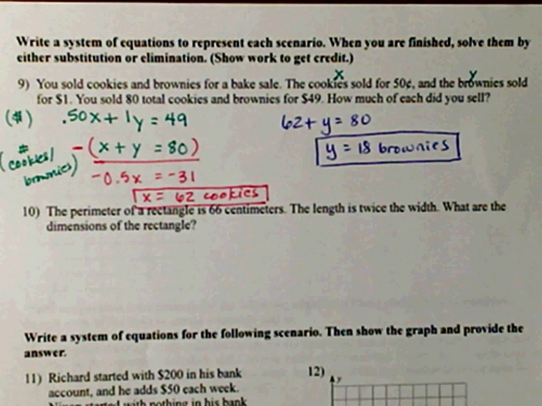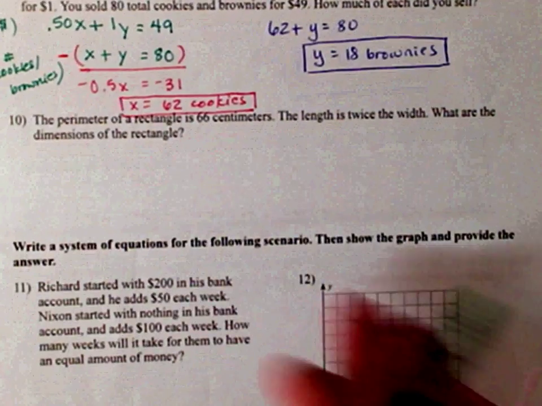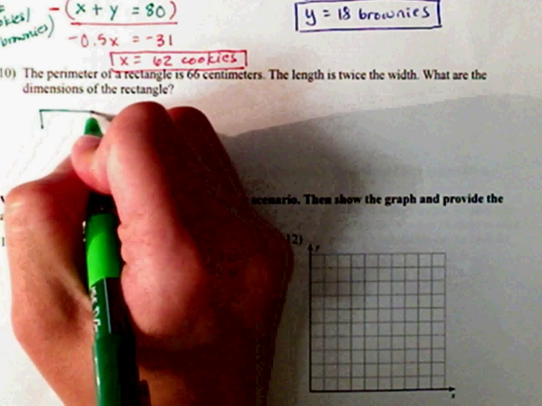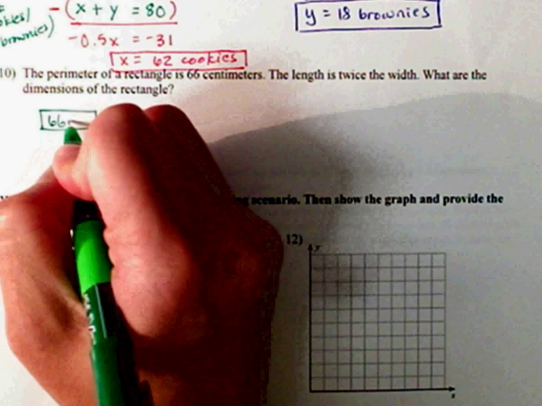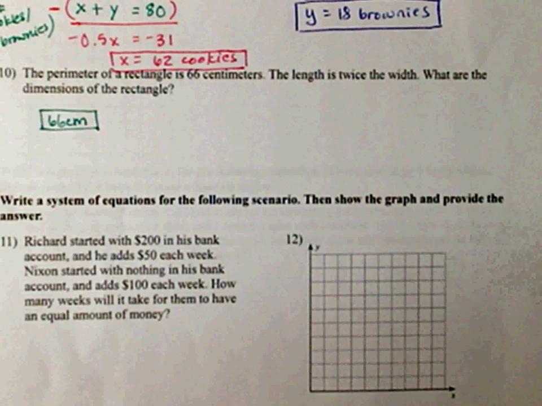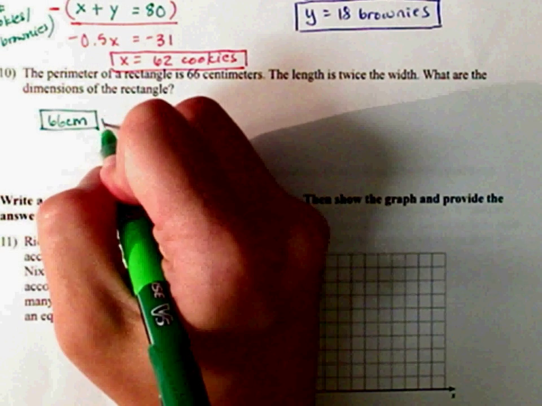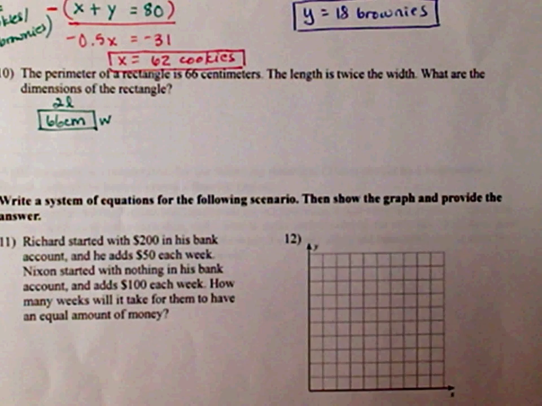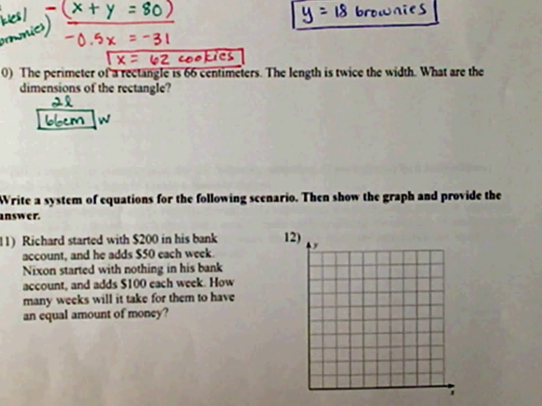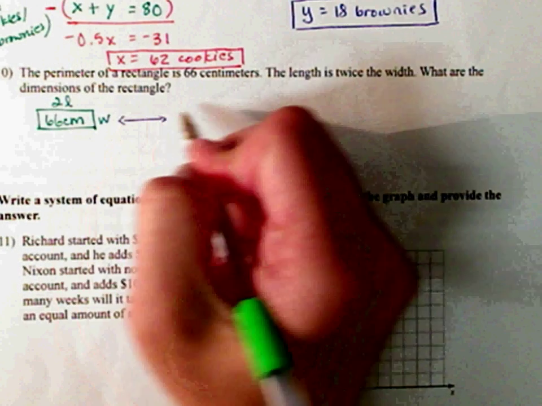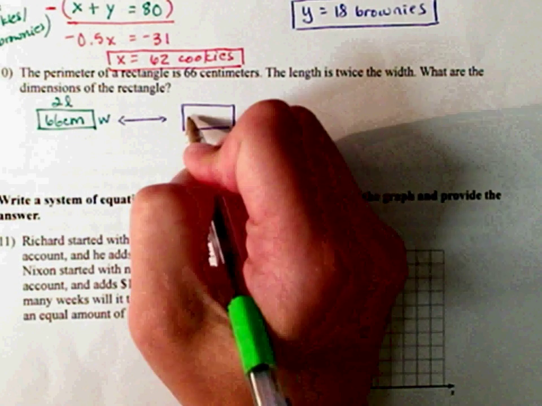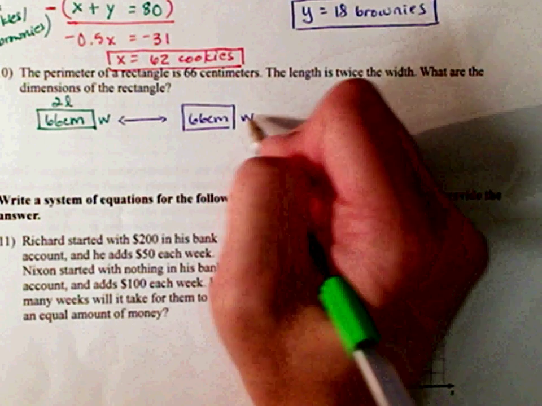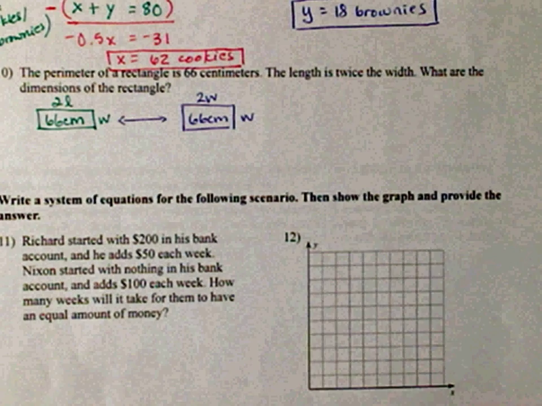Number 10. Here we go. Number 10 says the perimeter of a rectangle is 66 centimeters. So I have a rectangle right here. The perimeter means the distance around is 66 centimeters. The length is twice the width. Well, if that's my width, here's my length. It's twice of that. So I'm going to rewrite it to where I can have the same variable. Okay, 66 centimeters. Here's your width, and your length is always twice that. Notice how it's the same.